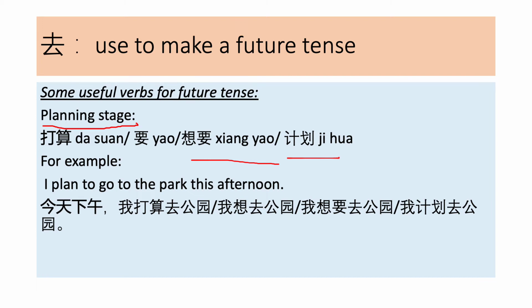For example, I plan to go to the park this afternoon. So we always put the time slot in front of the sentence, okay? 今天下午 you can say 我打算去公园 or 我想去公园 informal. 我想要去公园. 我计划去公园 formal. So all of the words show you plan something for the future.